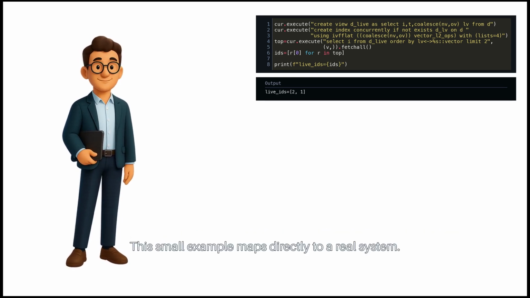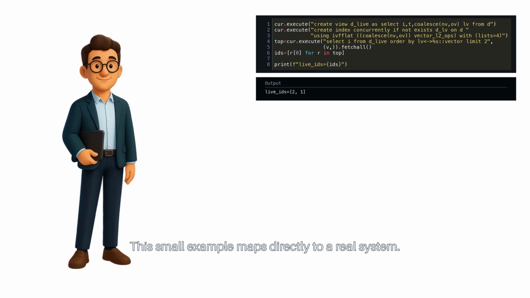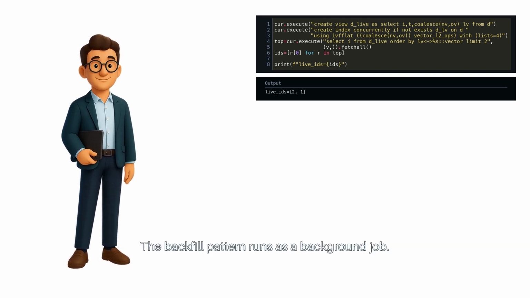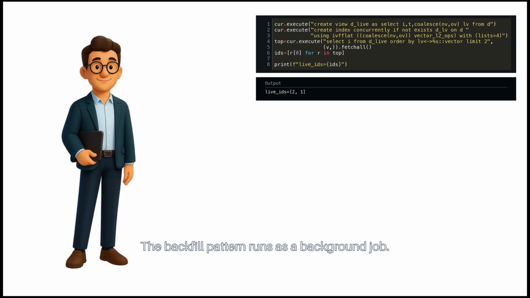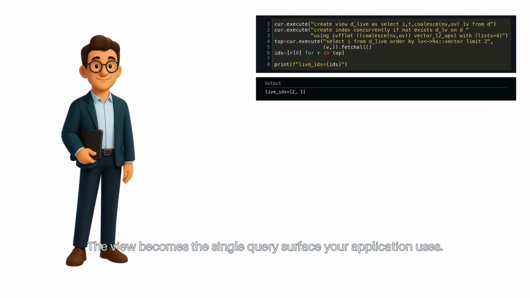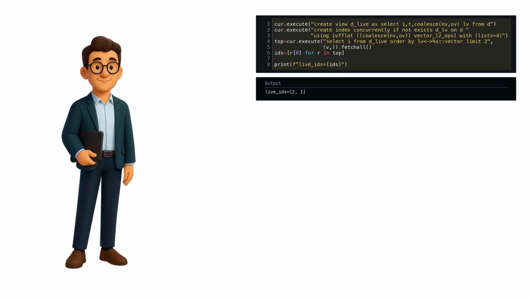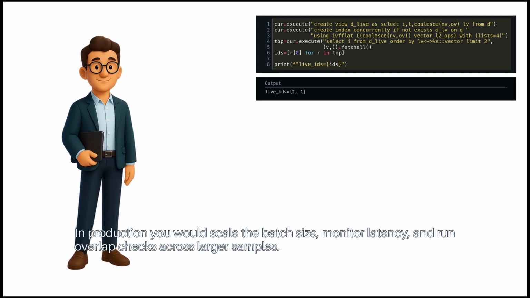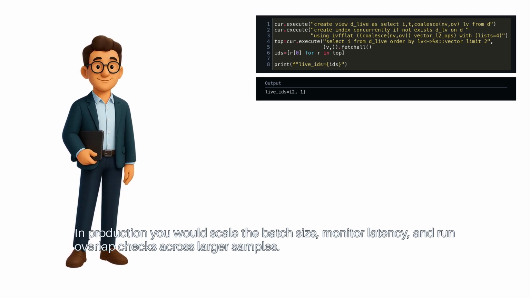This small example maps directly to a real system. The seeded table becomes your document store. The backfill pattern runs as a background job. The view becomes the single query surface your application uses. In production, you would scale the batch size, monitor latency, and run overlap checks across larger samples.